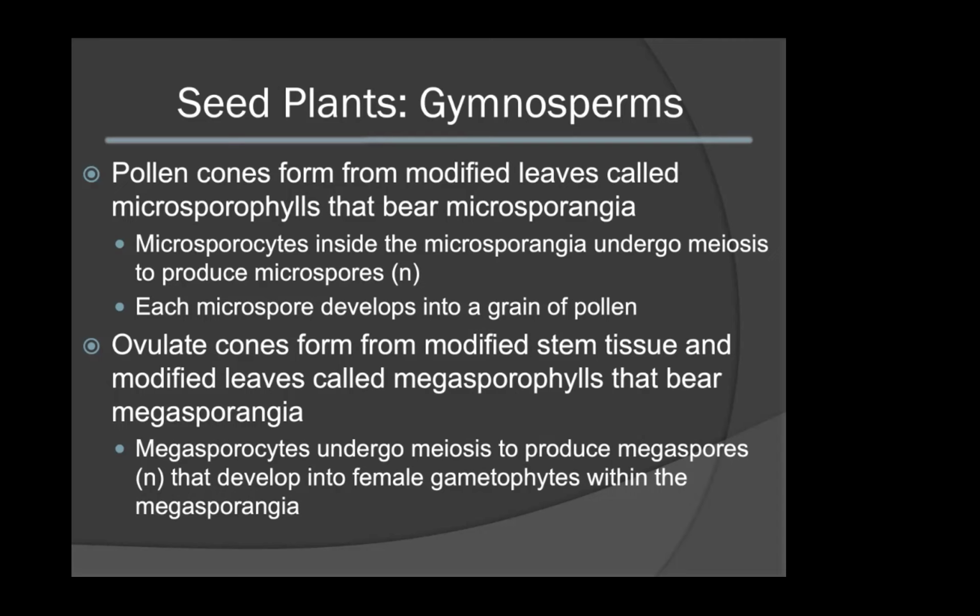Ovulate cones, on the other hand, form from modified stem as well as modified leaf tissue. In this instance, the modified leaves are originally called megasporophylls. These will eventually bear the megasporangia. Within the megasporangia, cells called megasporocytes will undergo meiosis to eventually produce the megaspores, also considered to be haploid. These will eventually develop into the female gametophytes that will be held within the megasporangia.